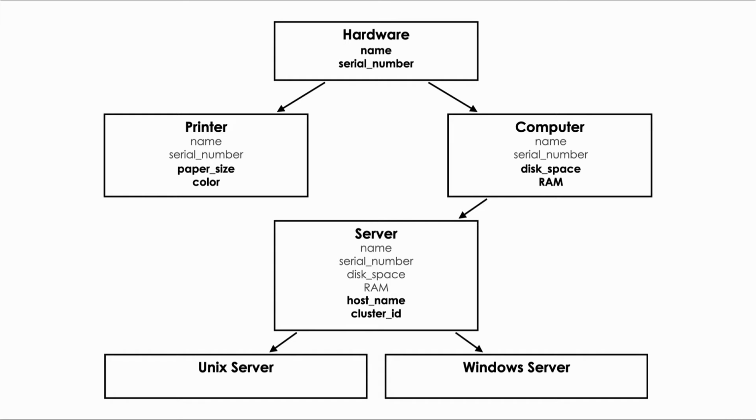Now, if we walk down our hierarchy of tables, this should demonstrate the power of table extensions. First, everything that extends hardware should in fact be hardware, and they are. Printers and computers, servers and Unix servers and Linux servers are all just specific types of hardware. Further, everything that extends computer should be computers, and they are. Servers, Unix servers, and Windows servers are all just specific types of computers. And everything that extends server should be servers, and they are. Windows servers and Unix servers are just more specific types of servers.